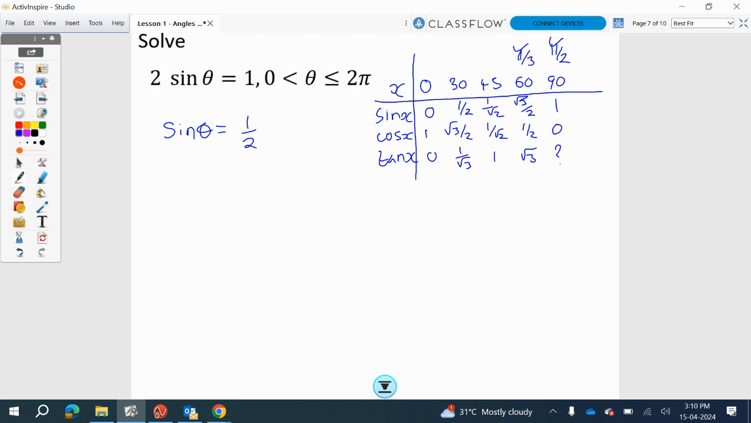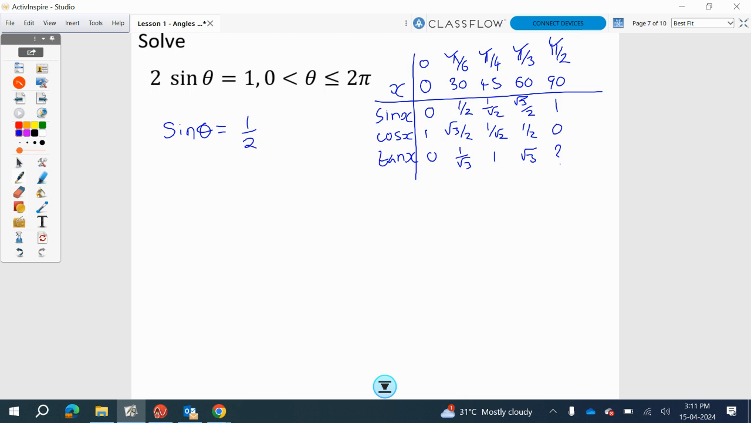How many lots of 45 are in 180? Well, 45, 90, 135, there's 4 of them, 180. So this is pi over 4. And this is half of 60 degrees, so this is pi over 6. Get used to pulling up the radian ones fairly quickly.